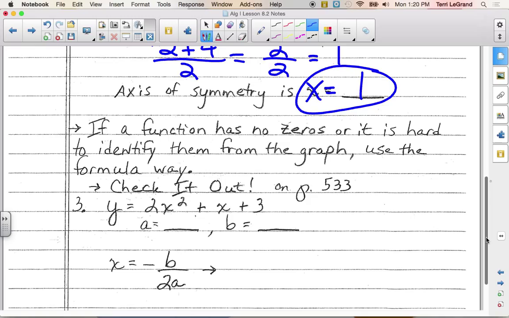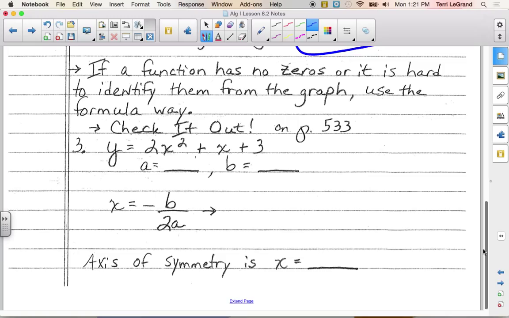Okay, well then we're going to have to use our formula. Unless you guys want to graph it. Do you want to graph it? Anybody want to make a table and graph it? Oh, okay, then we'll use our little formula. What is our A value? 2. What's our B value? 1. We don't really care about C this time.